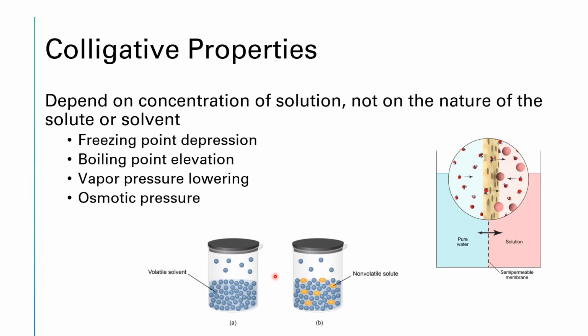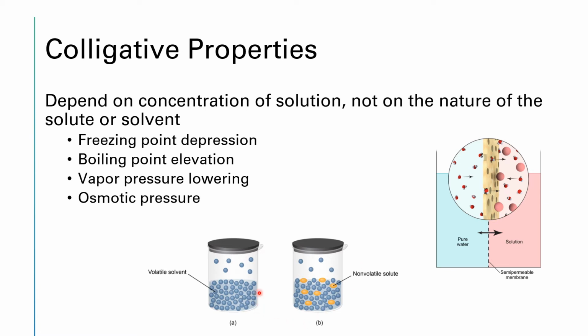Well, if we introduce solute particles to the solvent and make a solution, the solute particles interfere with the way the solvent particles interact with one another, and they make it more difficult for the solvent to evaporate and exert vapor pressure. So we say that the vapor pressure of the solution is lowered compared to the vapor pressure of the pure solvent.